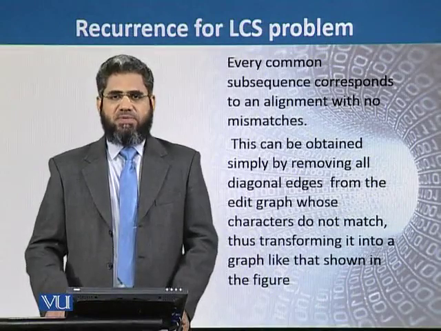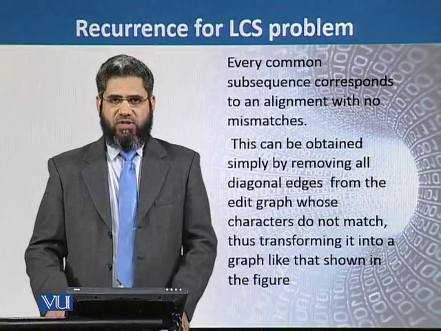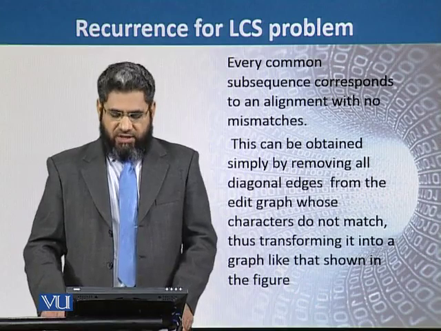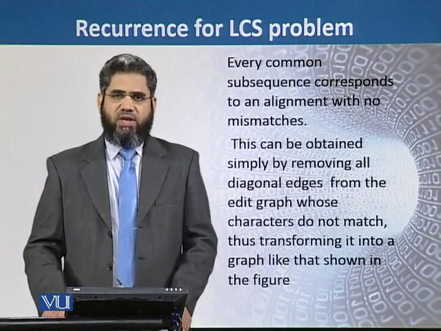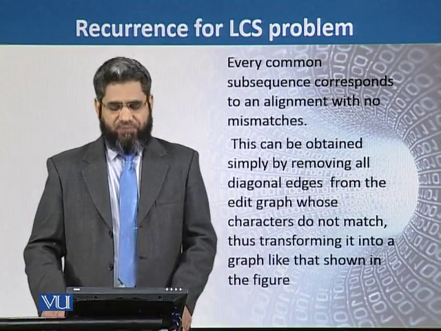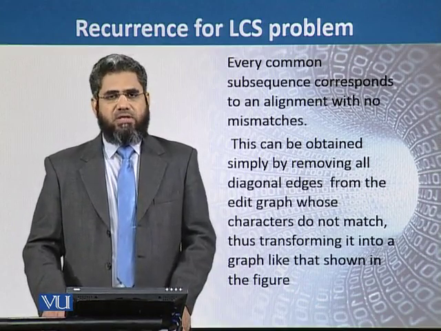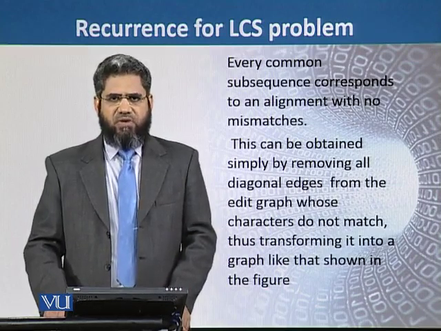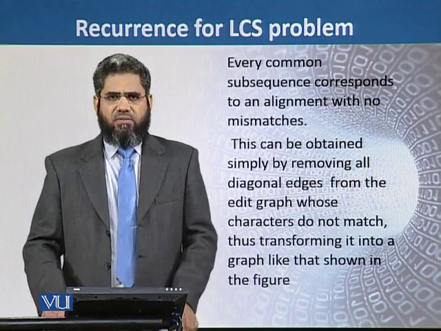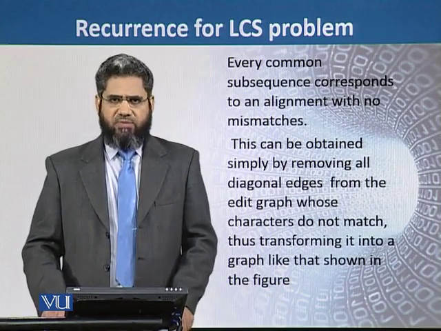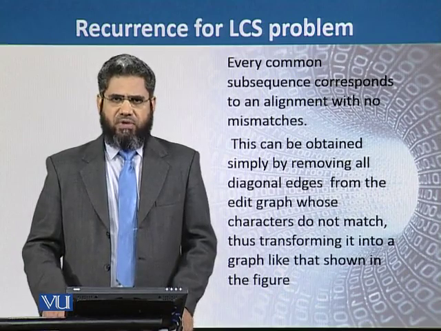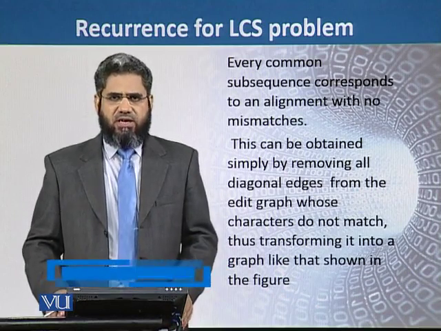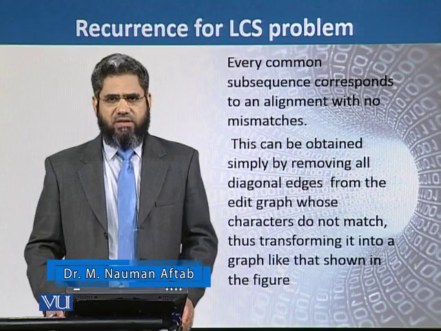We know that a common subsequence is a sequence that is present within the strings V and W. So every common subsequence corresponds to an alignment with no mismatches, and this can be obtained simply by removing the diagonals at positions where there is a mismatch, and retaining the diagonals only at positions that are identical. It means that at those positions the letters present in both the V and W strings are identical.